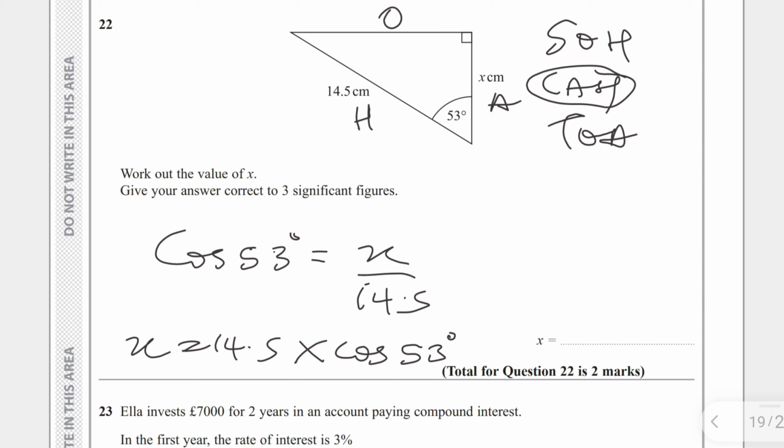So 14.5 times cosine of 53. Make sure your calculator is in degrees. So that gave us 8.7 points to 3 significant figures. So that will be 8.73 to 3 significant figures.